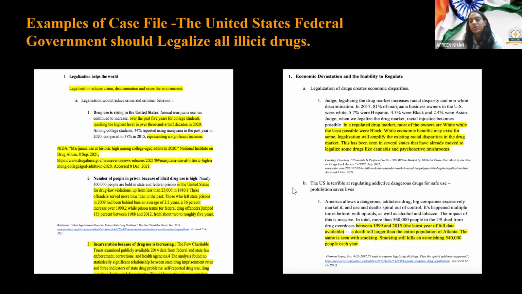So I'm going to read the evidence card. Argument one, or contention one: legalization helps the world. Subpoint A: legalization would reduce crime and criminal behavior. Now, this person has actually used three sub-reasonings in order to prove the same thing. But the idea is that they're the warrants of the same argument, and it's always good to have more than one warrant for the same argument. So that's how you make arguments.